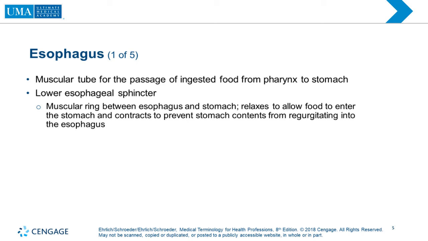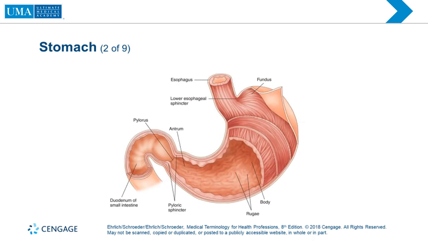And regurgitating simply means flowing backwards. The next structure here is the stomach. Remember that combining form was gastro. The stomach is a sac-like organ composed of the fundus, and this is the upper rounded part. Also the body, which is the main portion of the stomach, and then we also have the antrum, which is the lower portion going into the rectum area.